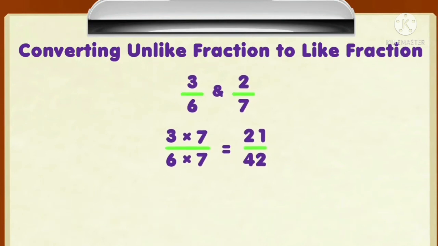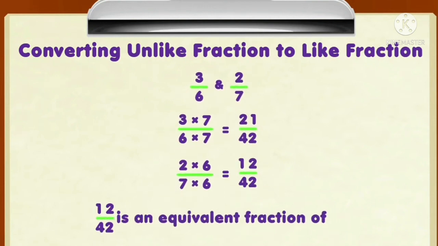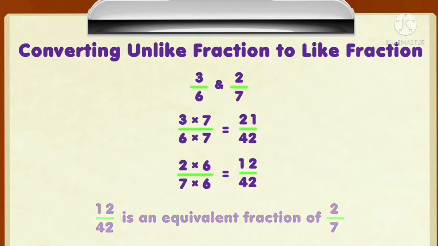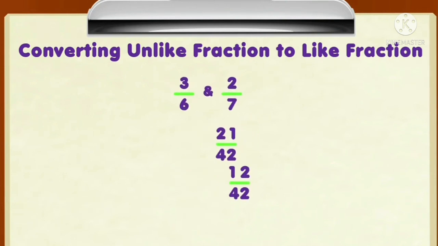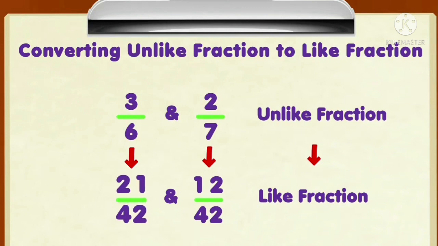Similarly, for the fraction 2 upon 7, to get 42 in the denominator, we multiply it by 6. So, we multiply both the numerator and the denominator of the fraction 2 upon 7 by 6. We get 2 into 6 upon 7 into 6 equals 12 upon 42. So, 12 upon 42 is an equivalent fraction of 2 upon 7. Hence, we get 3 upon 6 and 2 upon 7 in the form of like fractions. That is, 21 upon 42 and 12 upon 42 respectively.